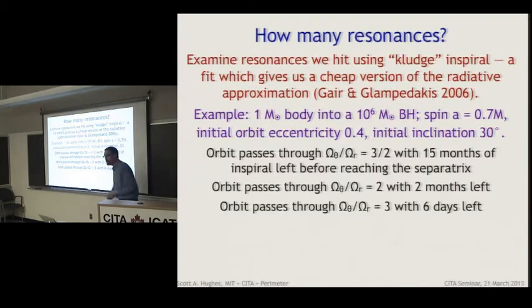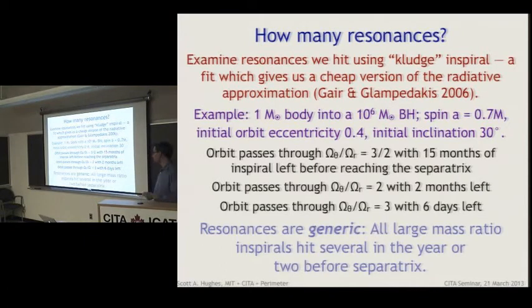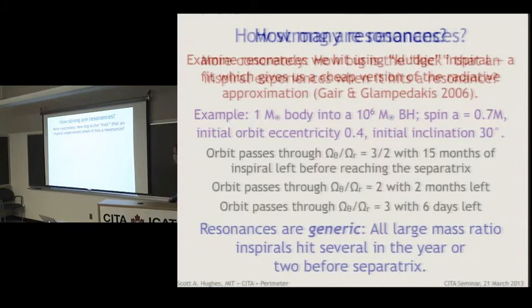These results were typical. What we found in doing our survey is that these resonances are generic. Every large mass ratio inspiral hits a couple of them in the year or so prior to hitting the separatrix. So even though they are a set of measure zero, because we pass through a large number of orbits en route from initially seeing this thing to the final plunge, hitting 2 or 3 en route to the final plunge turns out to be typical. There are then interesting questions about how important each one is, and that's what the remainder of this talk and our work has been about.